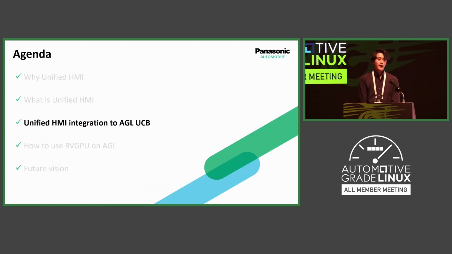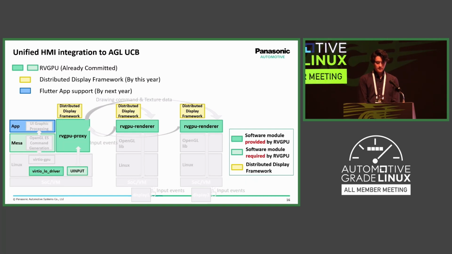In the next section, I will provide the past and future Unified HMI contributions to AGL UCB. Last month, we committed RVGPU, shown in the green box. The specific usage of the committed RVGPU on AGL will be introduced in the next section. In the future plan, the distributed display framework, shown in the yellow box, will be committed by this year. We would like to discuss this in the Friday workshop.